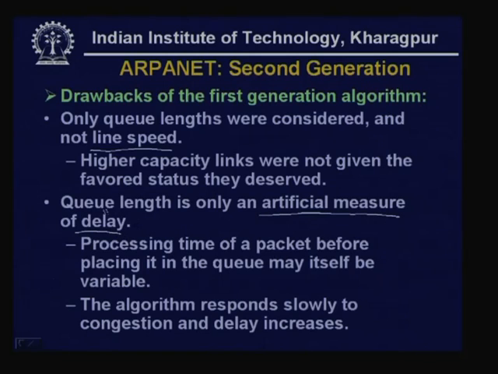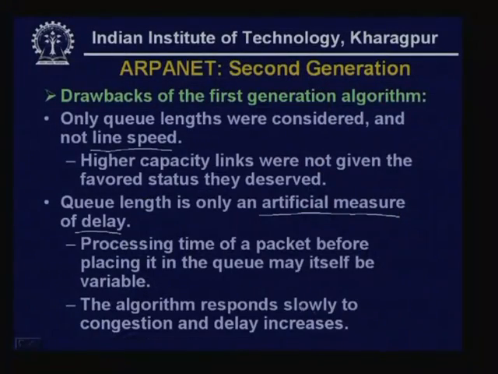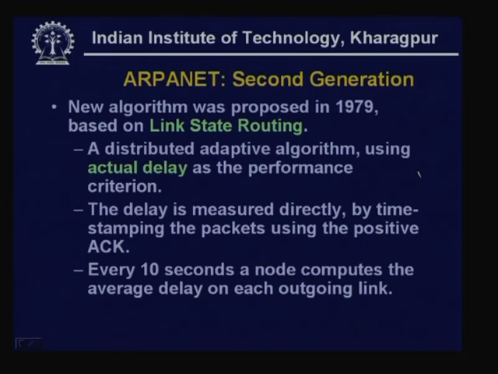And as I mentioned, queue length is only an artificial measure of the delay. It cannot be a correct representative of the delay, and the processing time of a packet before placing it in the queue may itself be variable. That means the queue length may change by the time the processing is being done by a node to send it in a particular queue. So, the algorithm responds slowly to congestion and delay. As a consequence, delay increases. So, these were the limitations which were identified in the first generation algorithm.